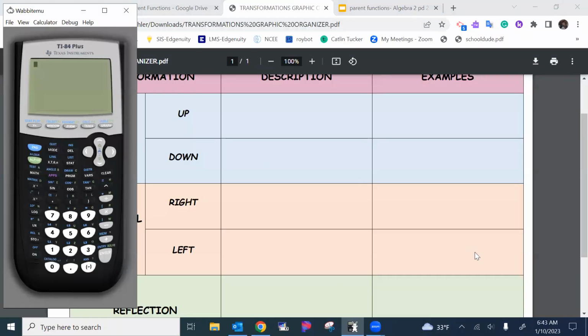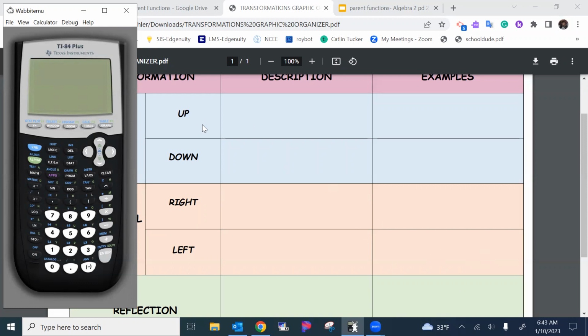So hopefully you were able to do that. Now I want you to flip your graphic organizer back over, and we're going to take some notes about how to definitely make something move up, down, right, left, and reflect it across the x-axis, flip it upside down. The rules that we're going to talk about work for all of your parent functions. During the exploration you were just focused on x squared, but we are going to be focusing on all of the different functions today as well.